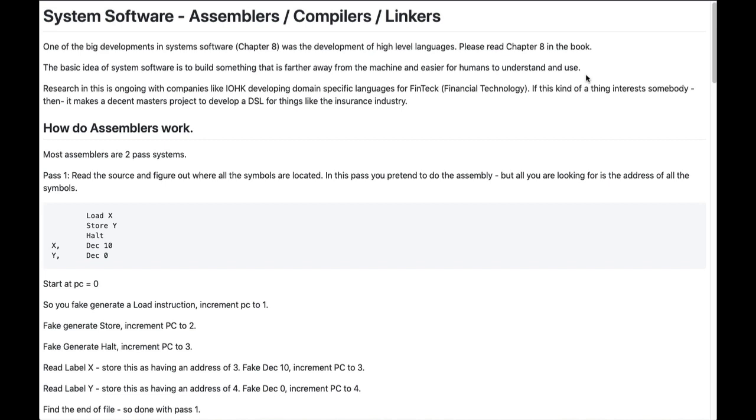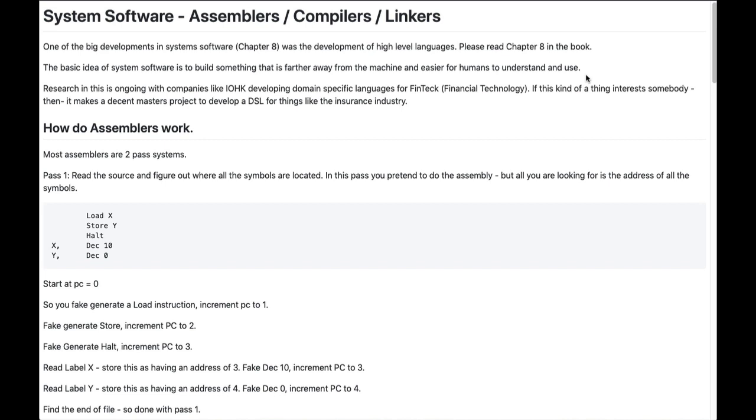And so you fake generate a load instruction. This means you calculate the amount of storage that a load instruction would take so that you can increment the PC appropriately. Lots of hardware has instructions that take more than one location. Our little system just takes one, so we increment the PC to 1. Then we fake generate a store instruction and increment the PC to 2.